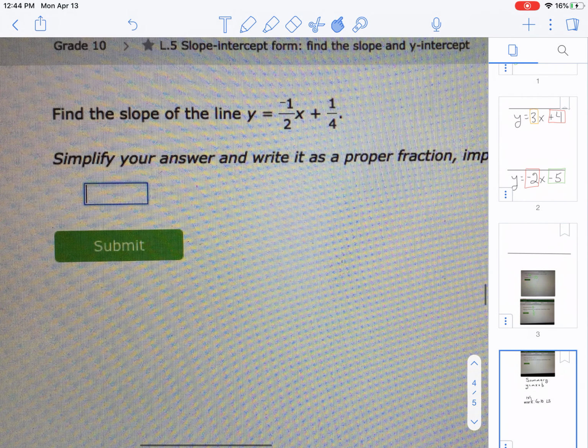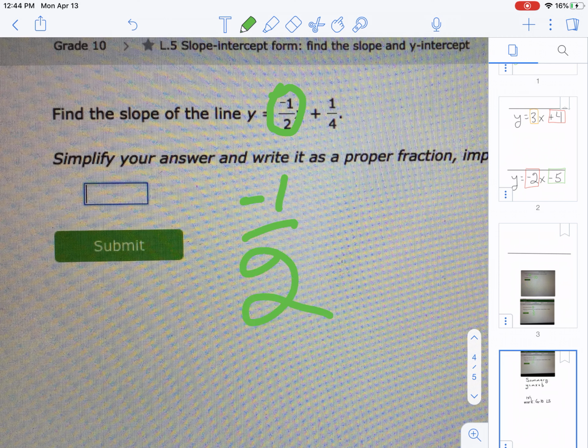In the last example, it asks us to find the slope of the line. We know the slope is the number in front of the x, so the slope is negative 1/2. So remember to include the sign that goes with the number, and if it's negative, make sure you include the negative sign with the numerator or the top number.